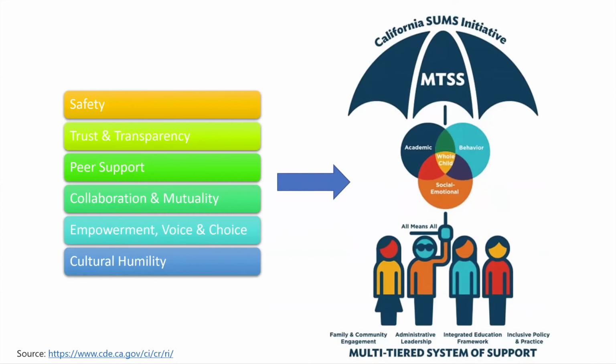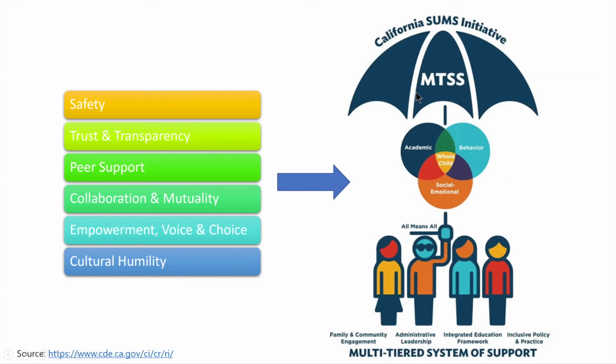Looking at the different domains that we focused on in the TRS-IA, you can see how the guiding principles from SAMHSA are really built into it and how it aligns as well with the MTSS: safety, trust, transparency, peer support, collaboration and mutuality, empowering voice and choice, and cultural humility. What we're showing you on the right is the California MTSS model, where, as you can see, MTSS is the umbrella that houses everything. And then you have your academic, your behavioral, and your social emotional, and the whole school itself.